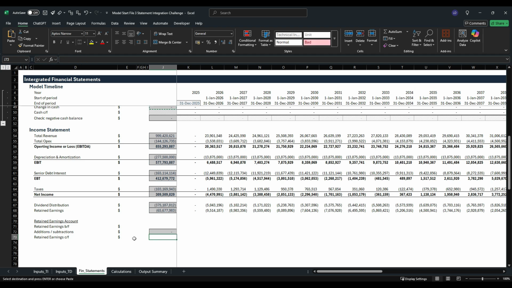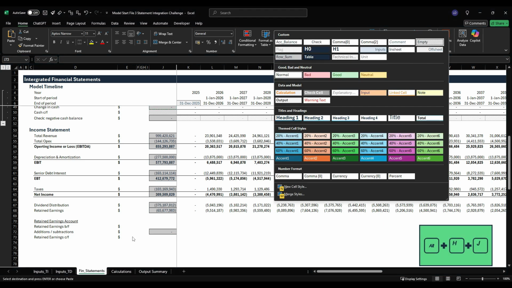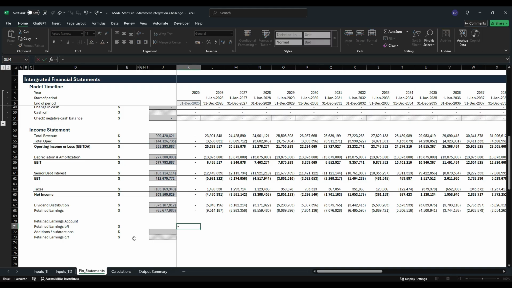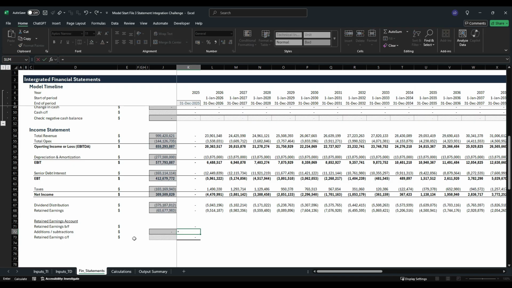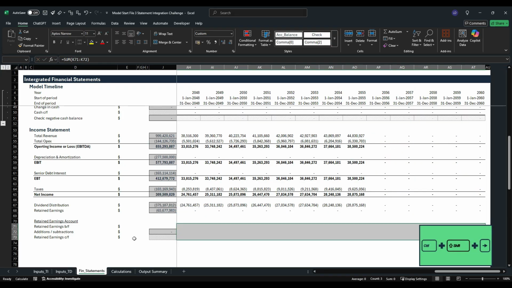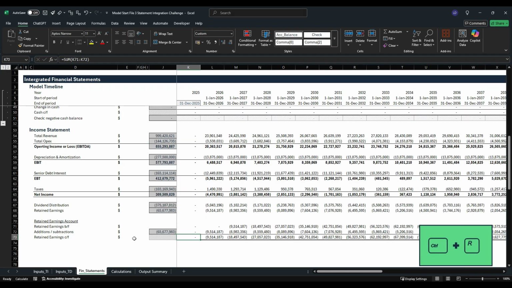Now let's do the basic account setup again. Alt HJ, that's an empty cell. We refer to this empty cell down here. Alt HJ, comma 0, Shift Alt equals for the sum total. Alt HJ, that's an account balance. And now this is easy for the additions and subtractions line item. We just simply link it to row 68. Drag it over, Control R.